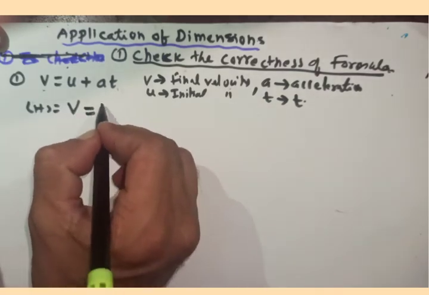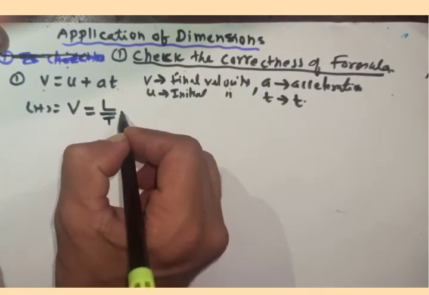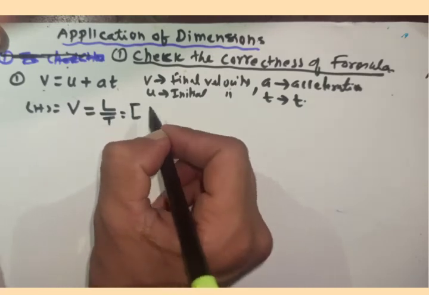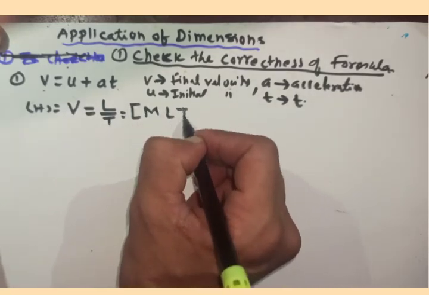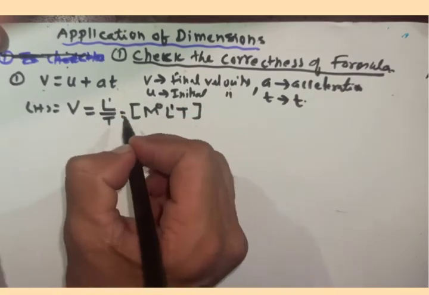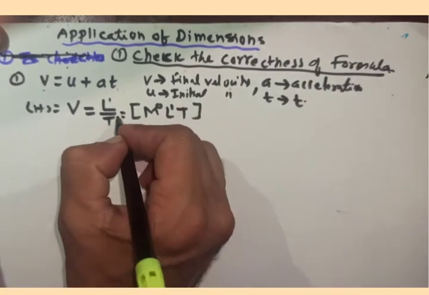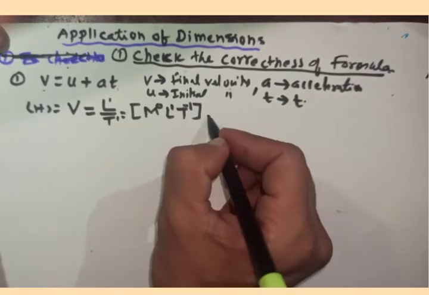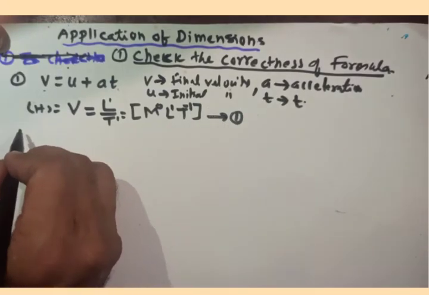What is v? It is velocity. You know velocity is displacement upon time, which we write as L by T. So we can write this as M L T. There's no mass here, so we write 0. L is 1, so we write 1, and time is in the denominator, so it becomes minus 1. So this you can write as equation number 1. Let's go for the right hand side.